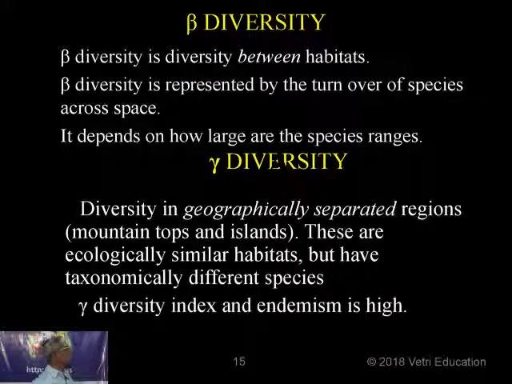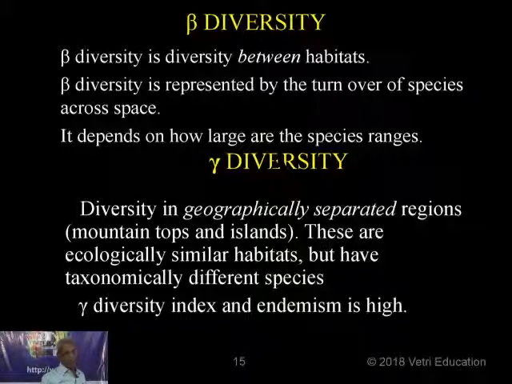Beta diversity is the diversity between habitats. I will take another very easy example, Vinca rosea. There is a plant called Vinca rosea, belonging to the family Apocynaceae. Vincristine and vinblastine are obtained from it, and it is a very good medicine for leukemia, the blood cancer. You must have studied about this.